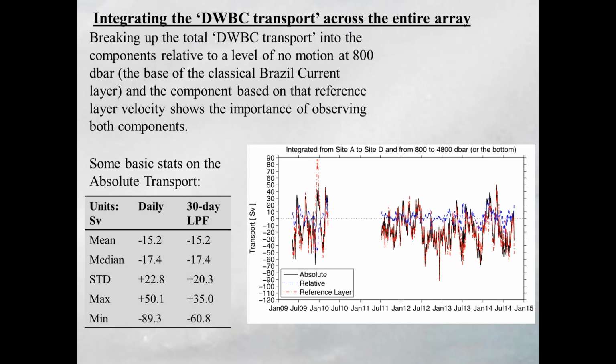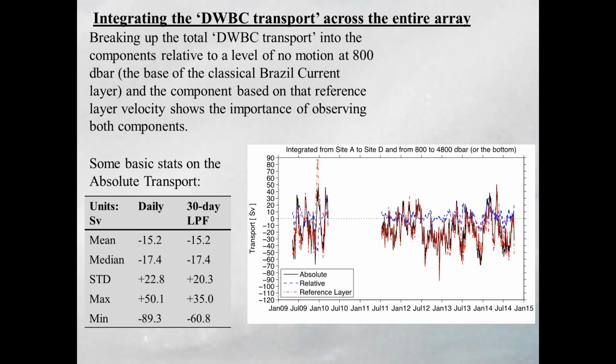And if you compare that to the black line, they don't agree very well. In fact, they don't agree at all. They're not correlated in any way, shape, or form. If you then take that 800 decibar velocity and multiply it by the layer thickness to give you the residual or the reference velocity flow, you get the red. And you can see that the red dominates. Doesn't mean the blue is always trivial. You can see right here, for example, the blue is more than 20 sverdrups.